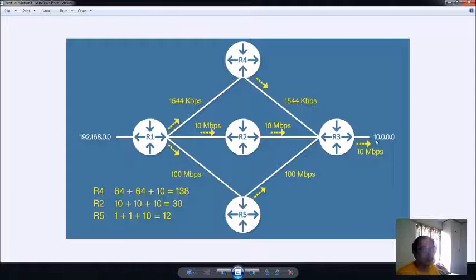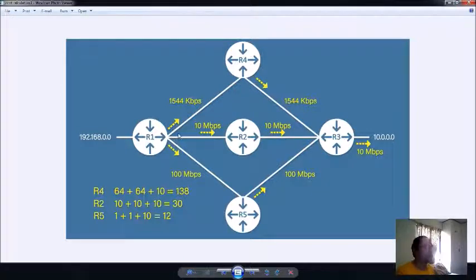So let's say for example 192.168.0.0 would like to go to 10.0.0.0 here. So there are 3 ways to do that. So it can go R1, R4, R3, then go to 10.0.0.0, or R1, R2, R3, then destination 10.0.0.0, or R1, R5, R3, 10.0.0.0. So we're going to compute each of the paths. This is what we call the shortest path first. So whoever has the least number of computation, the lowest result for the cost, that would be the best path.